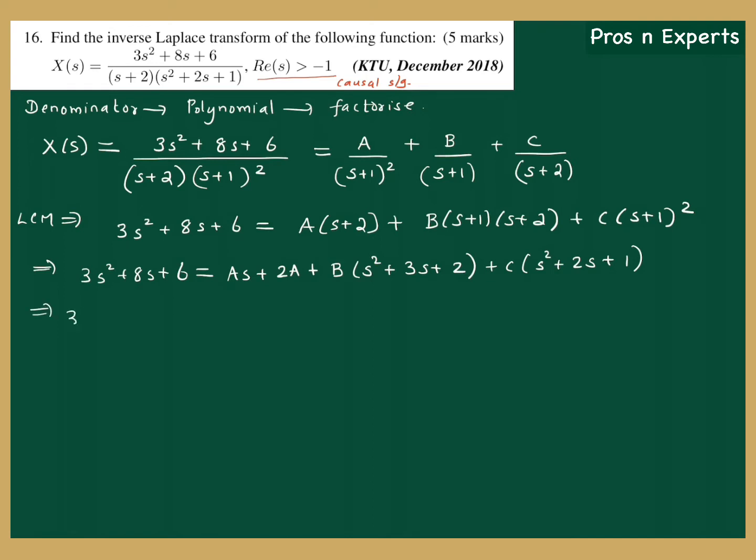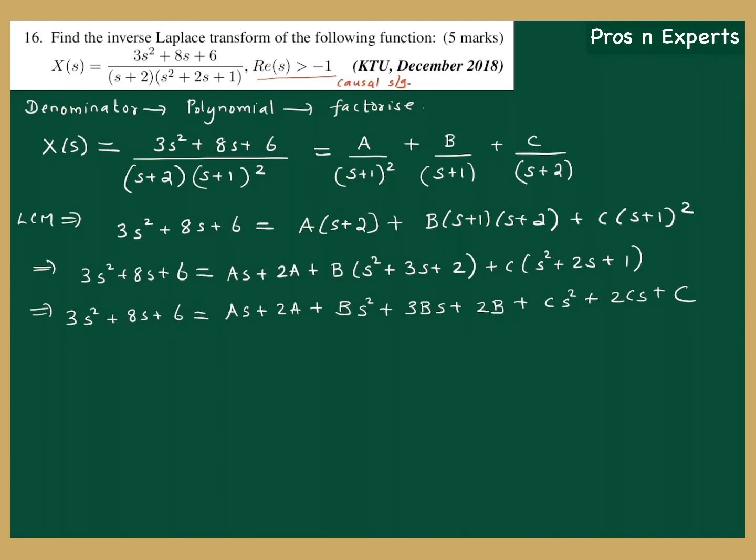Now one more simplification, expanding the brackets: as plus 2a plus bs square plus 3bs plus 2b plus cs square plus 2cs plus c. This is what we get if you expand it. Why did I do it like this? Just to find out a, b and c by comparing the coefficients of particular powers of s. I will tell you how.